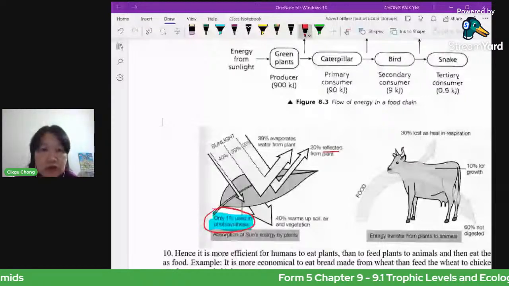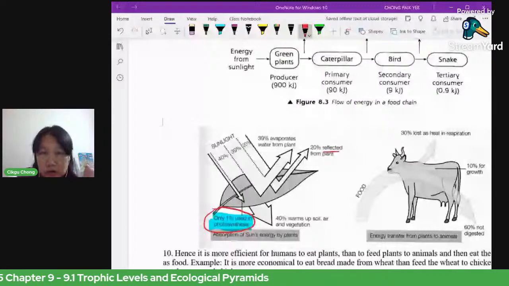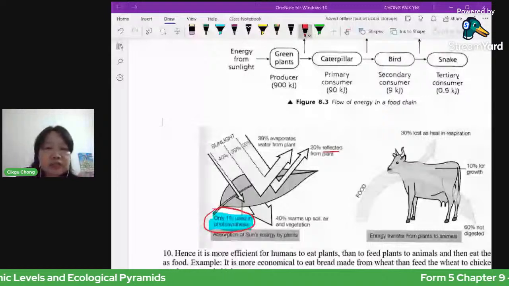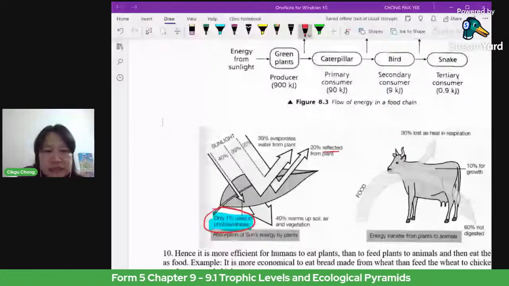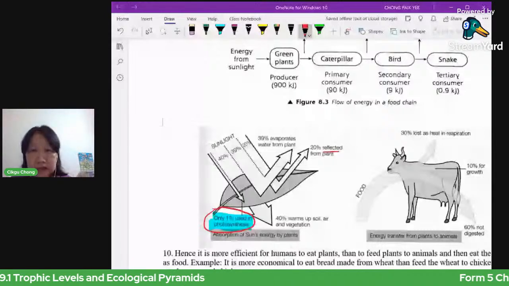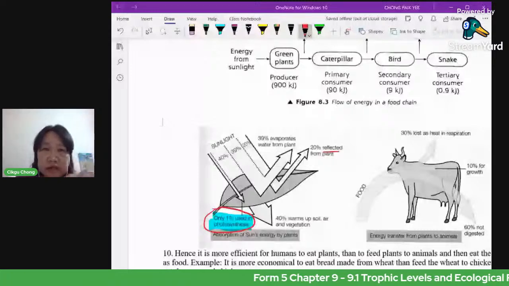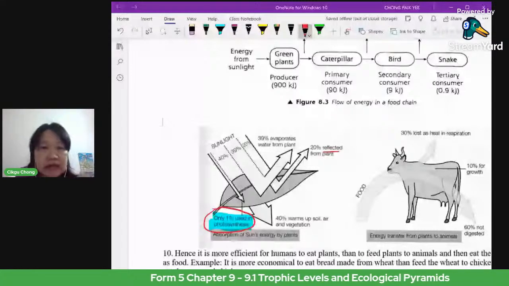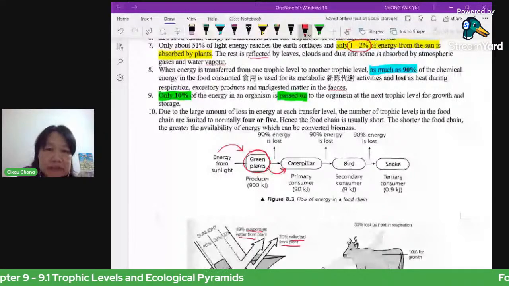Now, when your green plant has already absorbed the sunlight, it is making food. It's already got food in there. So let's say this green plant is now eaten by the caterpillar. The caterpillar stays on top of the leaves, and out of this 100% of the energy that is stored inside your green plant, actually 90% of the energy is lost. Only 10% will get to be taken by your caterpillar.